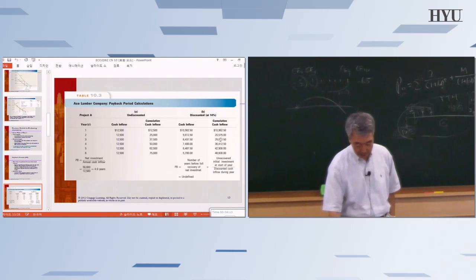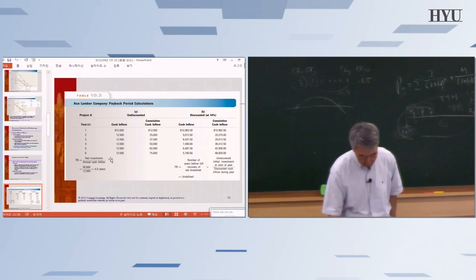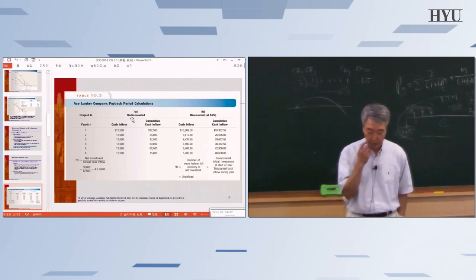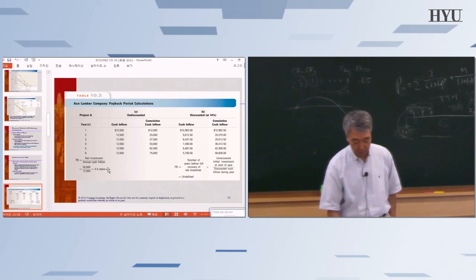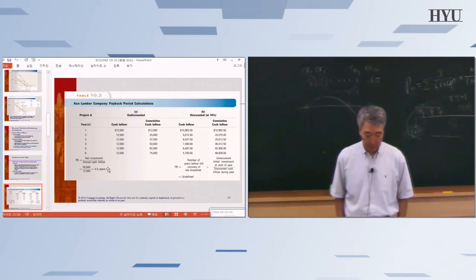The first one, column A, is undiscounted cash flow. Okay? And the story here is, initial investment is 50,000, right? And project A, if you consider undiscounted cash flow, you got 12,500. This is the same project A that we talked about before, right? For 6 years, so total accumulated cash inflow is 75,000. If you divide the net investment 50,000 by the annual cash flow, you get 4 years. So it takes 4 years to recover $50,000.